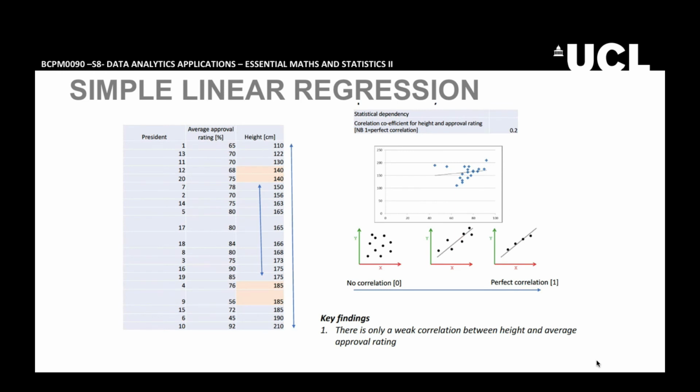So here you have a very simple example relating the average approval rating for a president and her or his height. So if the correlation coefficient is 1, there will be a perfect correlation. However, in that case, the correlation coefficient is only 0.2. So it means that basically we have a dispersion of points that don't fit with this line.